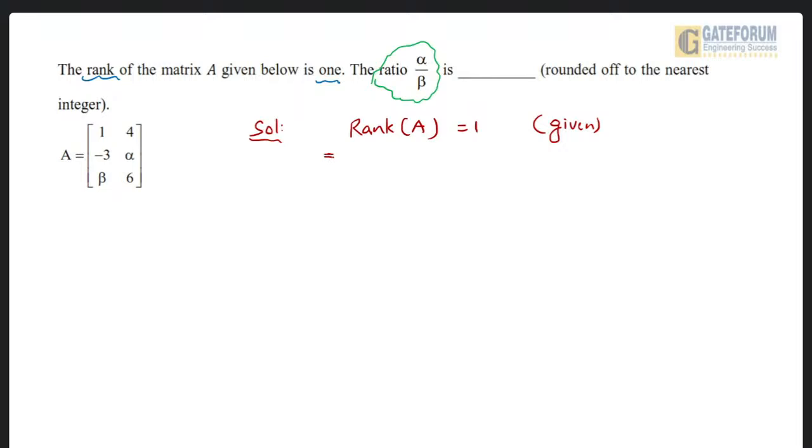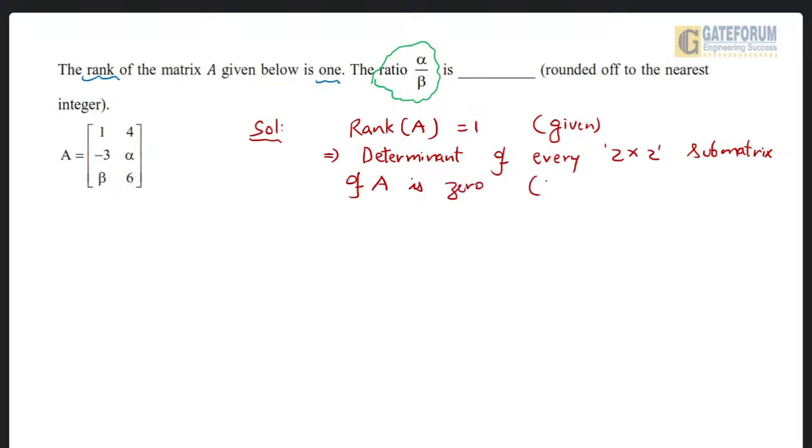This implies the determinant of every 2 cross 2 submatrix of matrix A is 0, using the second condition of rank definition. Okay. So now we are going to find first alpha, beta.